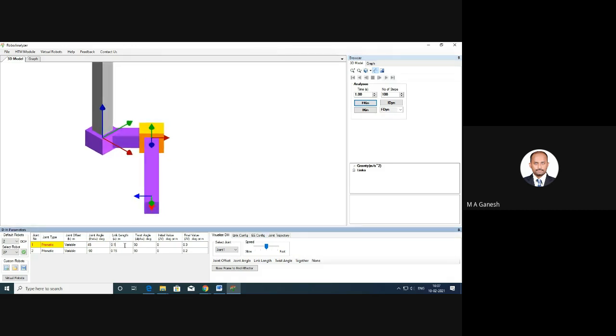So again, this is the link length. When I change this, you can see an increase in the length. So this is also something you can change.